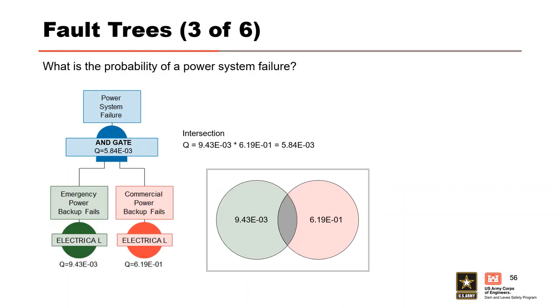For example, in this simple fault tree, we have one AND gate. We are asked to calculate the probability that both the emergency and commercial power backups fail. Because we have an AND gate, for there to be a power system failure, both the commercial power backup and emergency power backup must fail. We can look at this top event as a Venn diagram. For the intersection of the independent events, the probability of interest is the intersection of the two event circles. Therefore, to obtain the intersection of the events, the individual event probabilities are simply multiplied as shown.